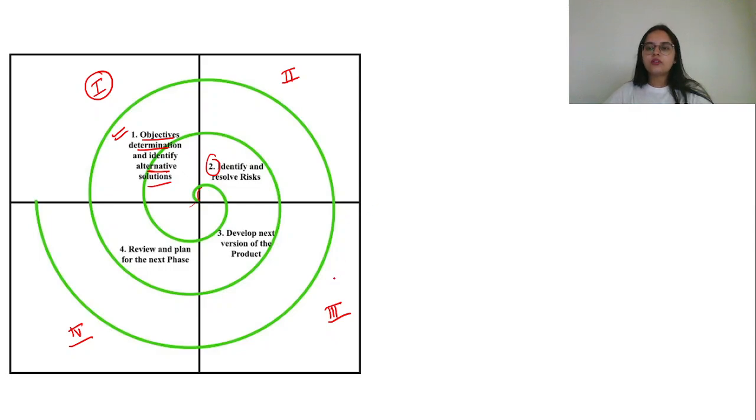The third quadrant talks about developing the next version of the product. In this third quadrant, we identify and develop the features which are required for our software. We do the development part, and we verify the development with the help of testing. So the development and testing start in this third phase. And then we move to the fourth phase, in which we review and plan for our next phase. The customer or the client reviews what progress has been made at this point of time, and the planning of the next phase starts.